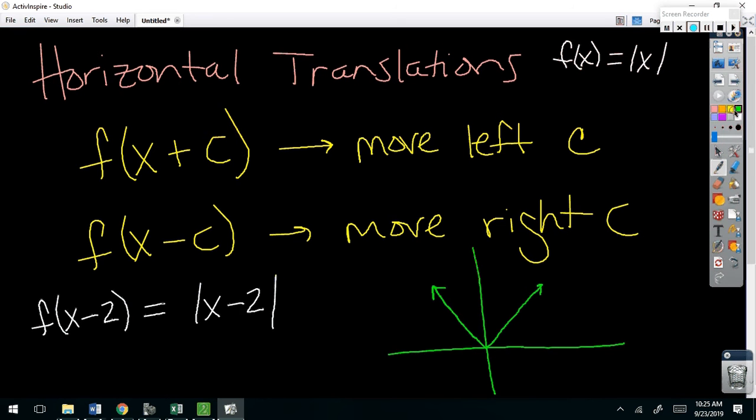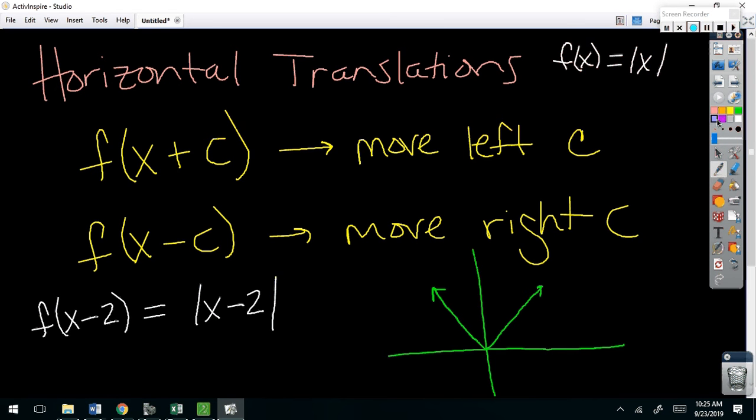Y'all are kind of dead this morning. So that's what my translated graph looks like. Yes. It's the opposite in there. Yeah.